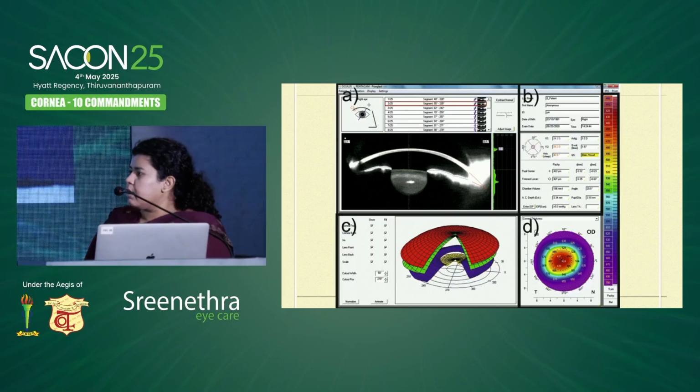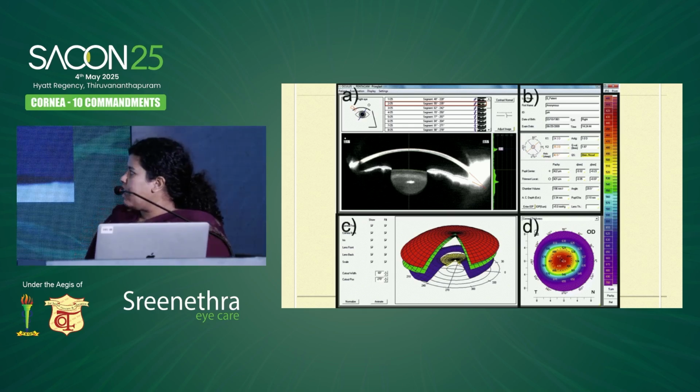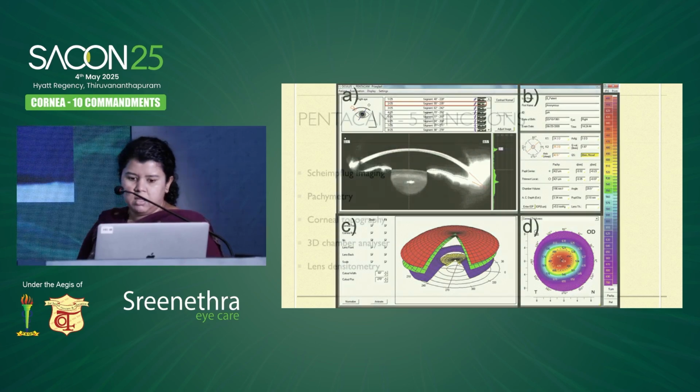I'll be speaking on reading corneal topography, because we use the Wavelight Oculyzer. The talk will be upon the Oculyzer. So the Pentacam has basically five functions: the Scheimpflug image, the topography, the anterior chamber reconstruction, corneal thickness, and lens densitometry.